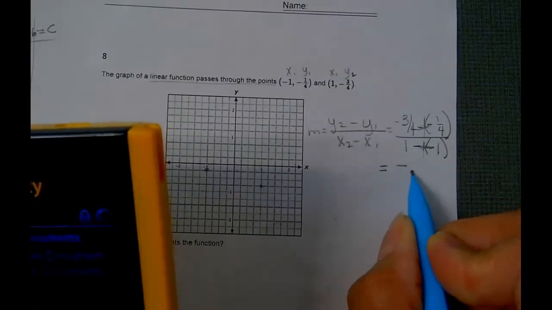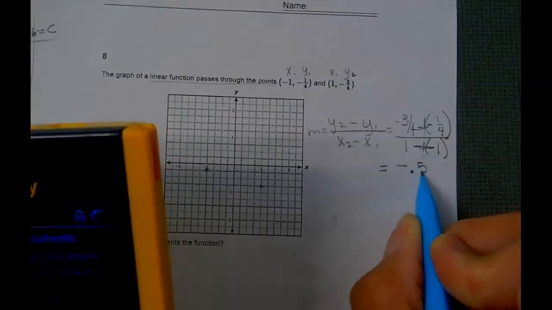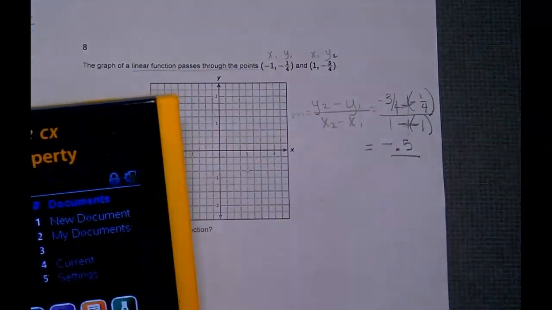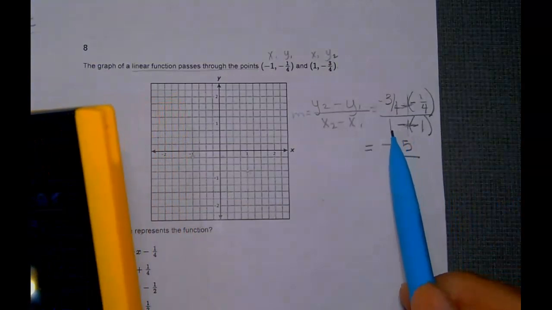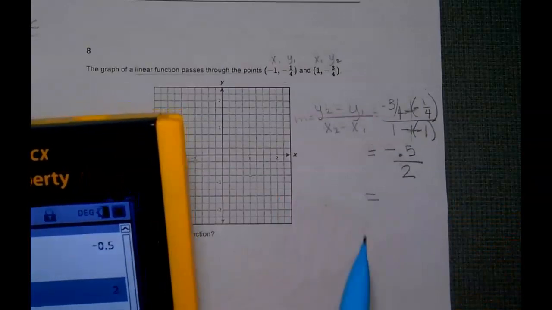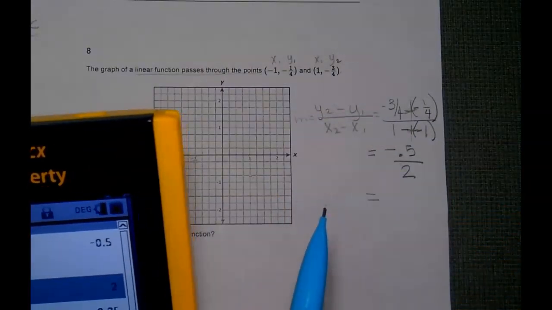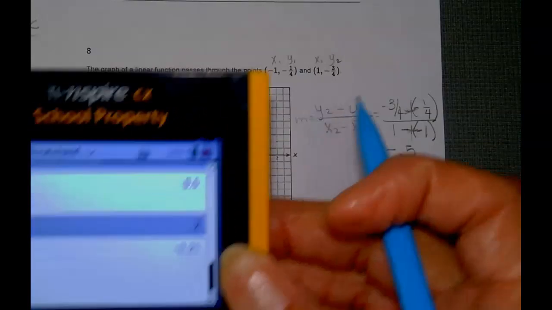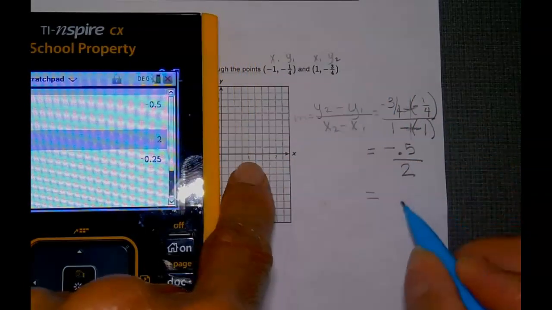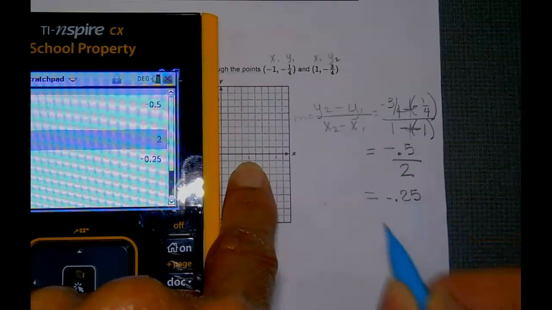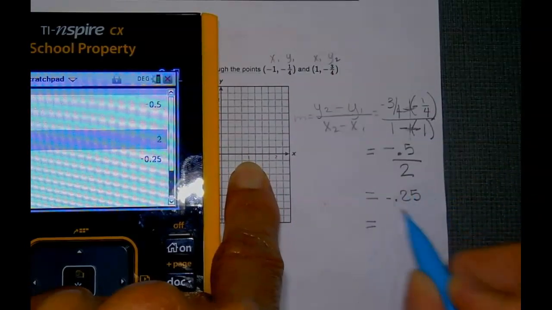So when I put this in the calculator, negative 3/4 minus a negative 1/4, or plus 1/4, is going to give you a negative 0.5. And then my light went out. So 1 plus 1 gives you 2. So when I put this in the calculator, a negative 0.5 divided by 2, it's going to give you a negative 0.25, which is also like a quarter.